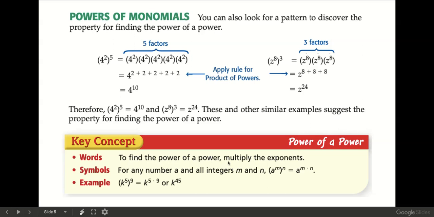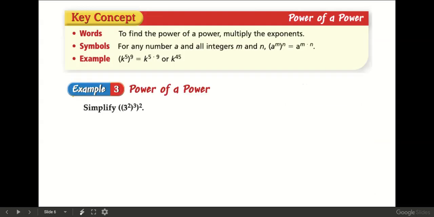To find the power of a power, you multiply the exponents, as long as, again, they have the same base. So for an example, if I had k to the fifth to the ninth power, I could just multiply 5 times 9, which is 45. So that would be k to the 45th power. So now we've learned two rules, right? The product of power rule and the power of power rule. These would be very important ones to write down.